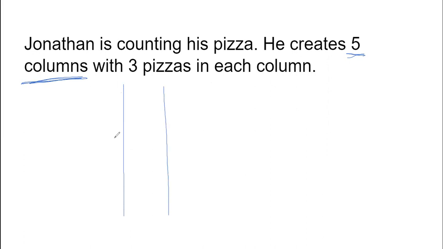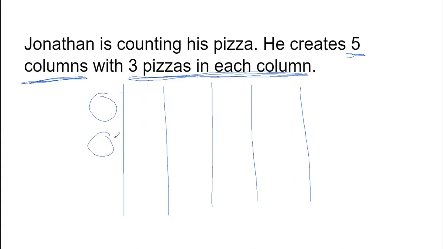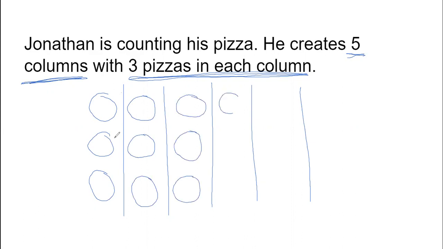1, 2, 3, 4, 5. Those are my columns. So now I want to put 3 pizzas in each column. To save time, I'm not drawing pizzas. I'm just going to draw circles. So 1, 2, 3. And then I want to stay consistent with my placement on the other columns. 1, 2, 3. 1, 2, 3. 1, 2, 3. 1, 2, 3.